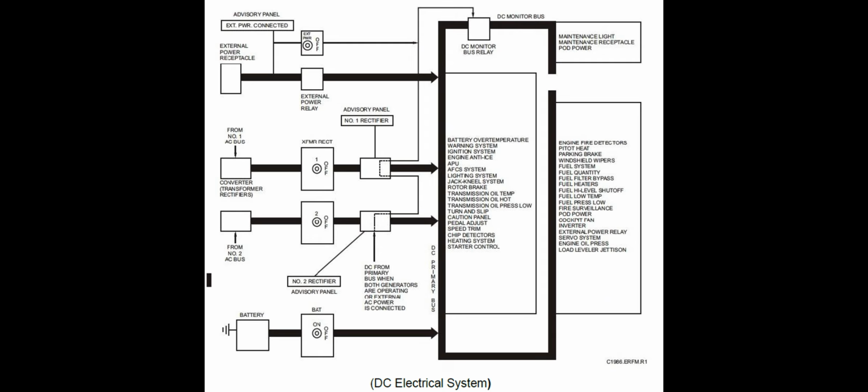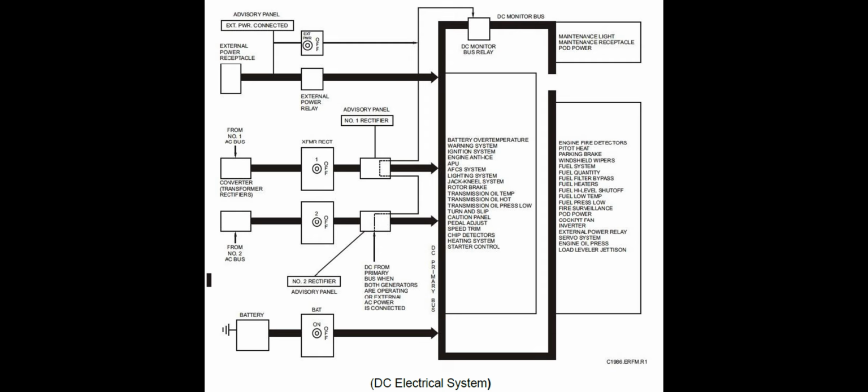The DC system consists of the following components: converters, which are transformer rectifiers, converter switches, reverse current cutout relays, battery switches, battery relay, and battery. Converters, as in transformer rectifiers. The number 1 and the number 2 transformer rectifiers convert generator 115 volts AC power to 28 volts DC power and are powered by a respective generator and AC primary bus.